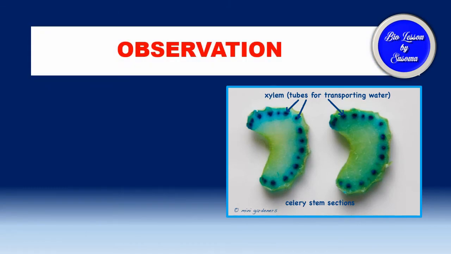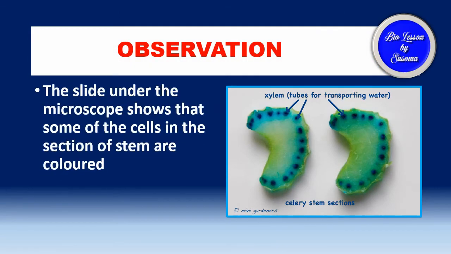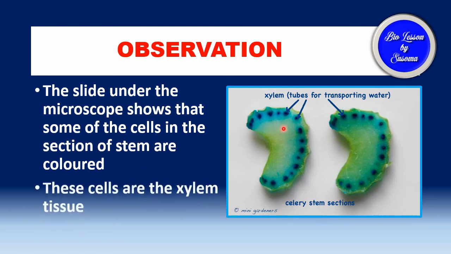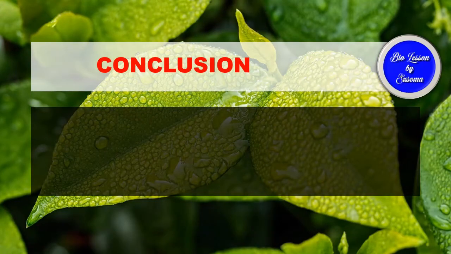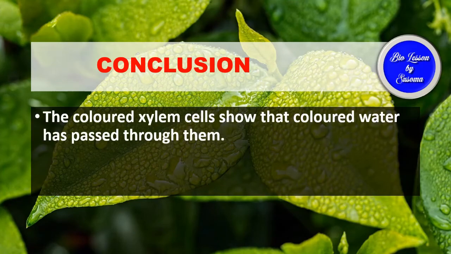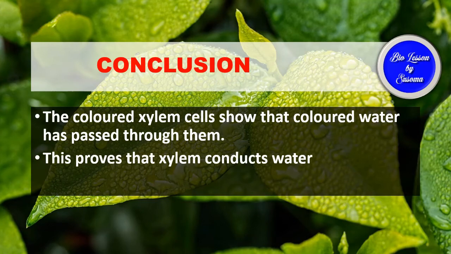Observation. You will observe that the slide under the microscope shows that some of the cells in the section of the stem are colored, and these colored cells are the xylem tissue. Conclusion. We can conclude that the colored xylem cells show that the colored water has passed through them. So this proves that xylem conducts water.